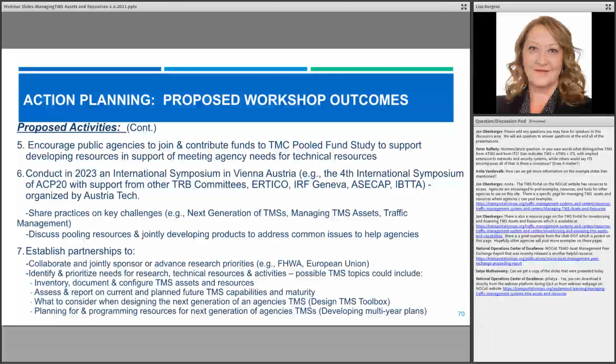And then, lastly, is to establish partnerships. So we want to make sure that we're collaborating resources and using those joint resources that we have to be able to move the research and to be able to move the program forward. And we want to prioritize needs for research. As a TRB workshop, our goal is to put out research and research statements and be able to generate research ideas and papers and such that we can publish, that we can present, and that we can talk to that continues to move the program forward. So you can see there's a number of different research options that we're looking for to be able to move forward on.